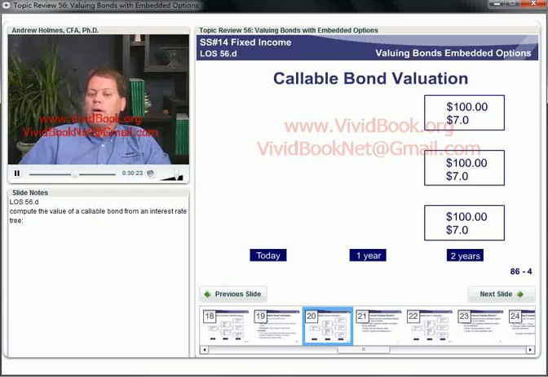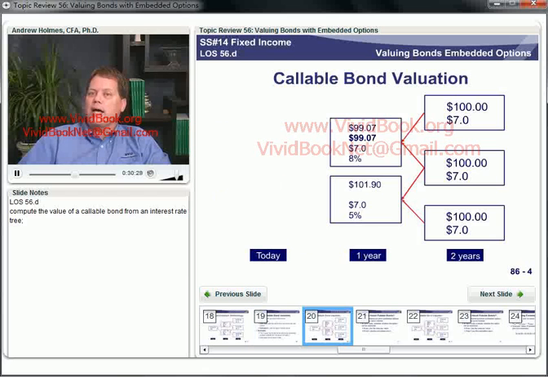So we can do exactly what we did before and calculate the value at time 1. If you're standing here in the up node at time 1, we already told the story. You've got a 50% chance of this and a 50% chance of this. You're discounting it back at 8%, and we ended up with a value of 99.07. We already calculated that. Then we also went down here and said, well, you've got a 50% chance.